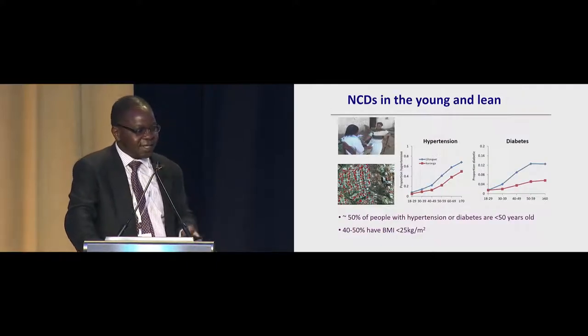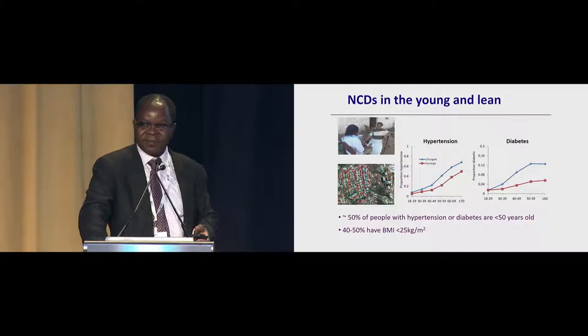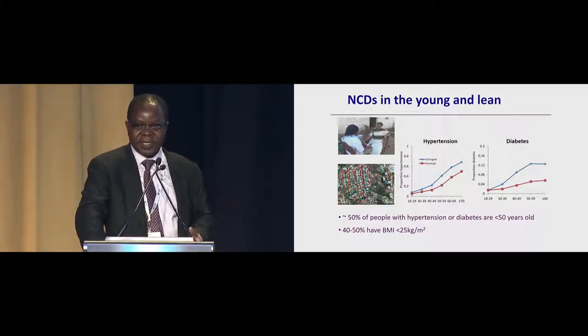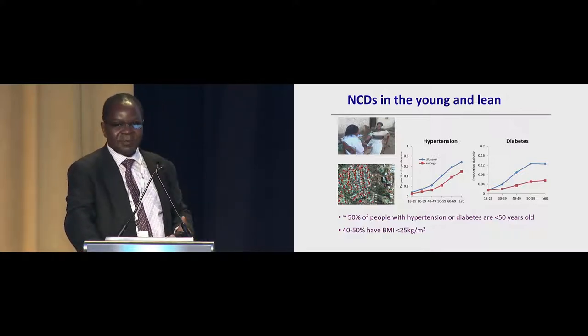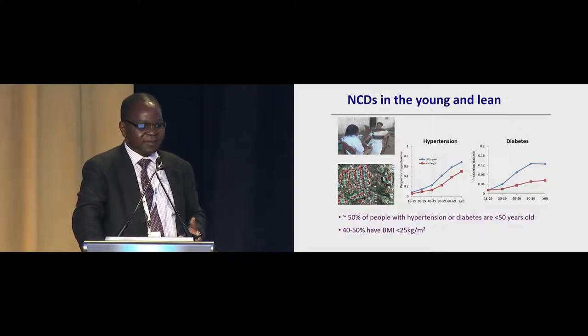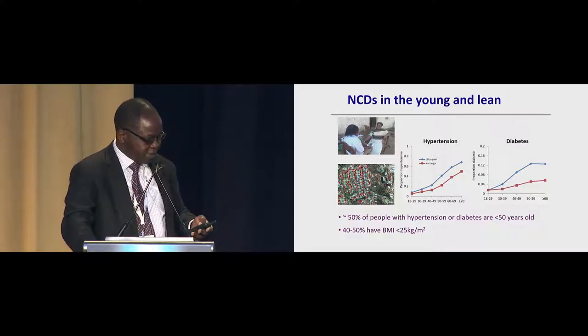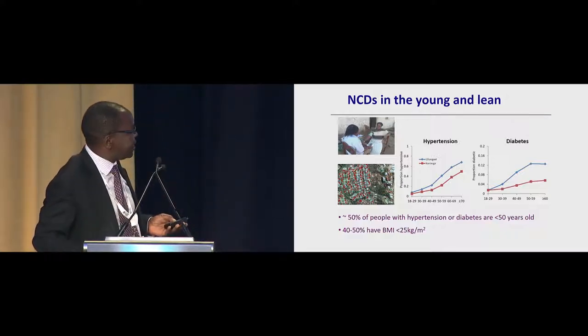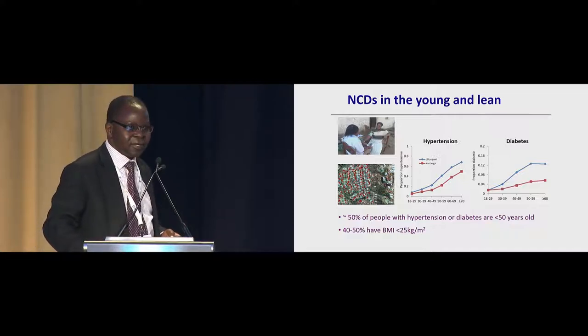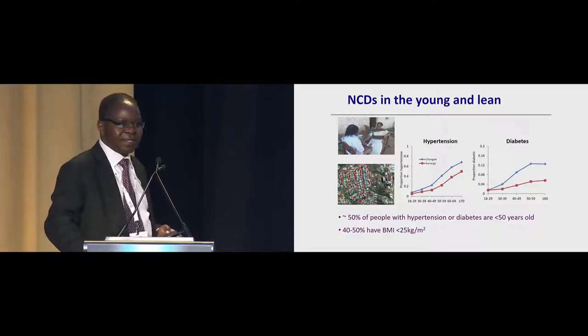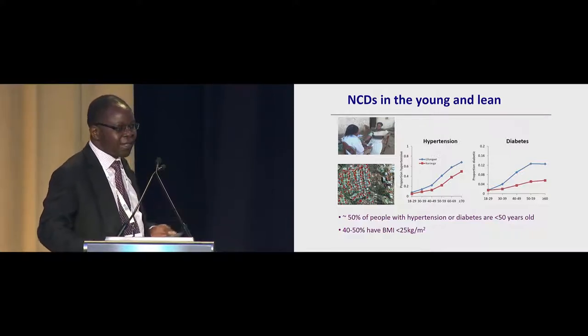And so this is just an example of some of the work that we've done in Malawi. We've gone to the communities at a population level and screened individuals for hypertension, diabetes, and lipid abnormalities in a very robust fashion. And what we see is that, yes, hypertension or diabetes goes up with age. So the older you are, the higher the risk of hypertension or diabetes. So that's not strange. That has been known for a number of years.